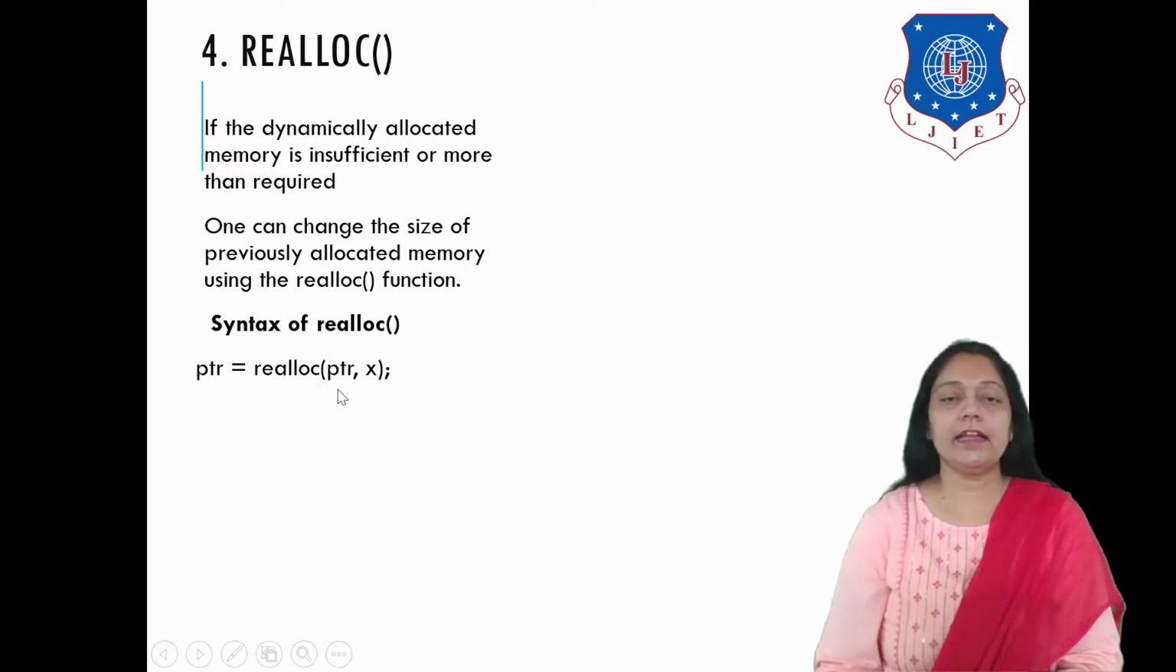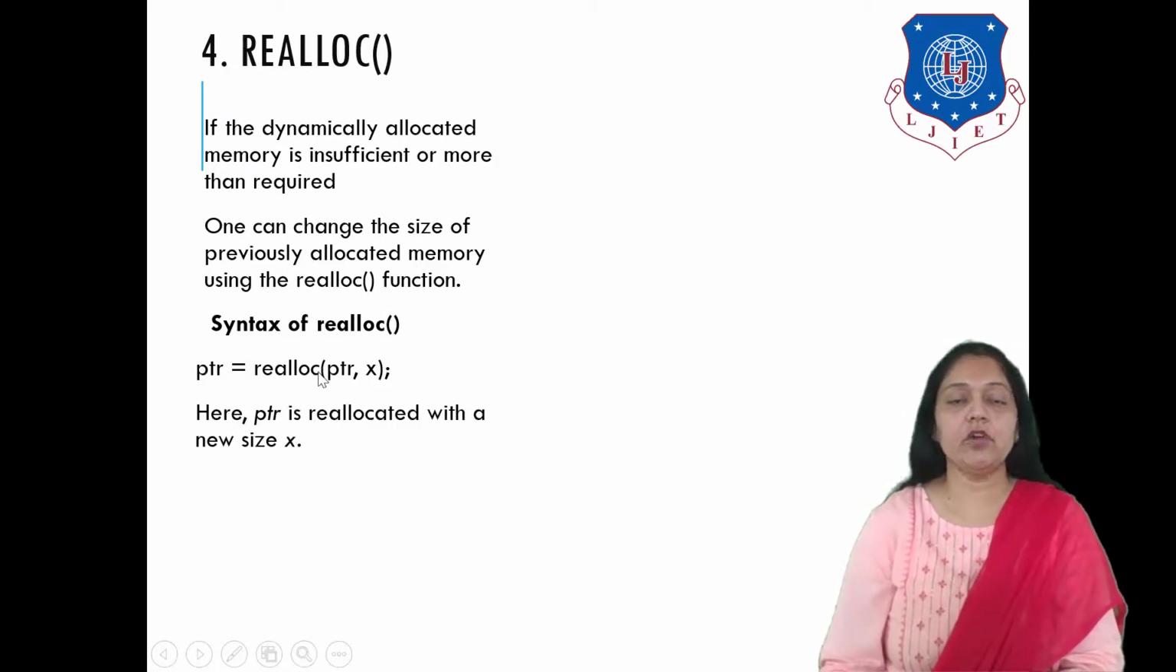realloc(ptr, X): in the brackets, you write the name of the pointer that points to the memory address whose memory you want to reallocate or whose memory size you want to change. Comma X means the new size of this particular memory allocation that has been pointed to by ptr. Whatever new memory has been allocated, the starting address is again stored in ptr, meaning you overwrite it. If you want, you can store it in another pointer also. So the pointer is reallocated with a new size X.